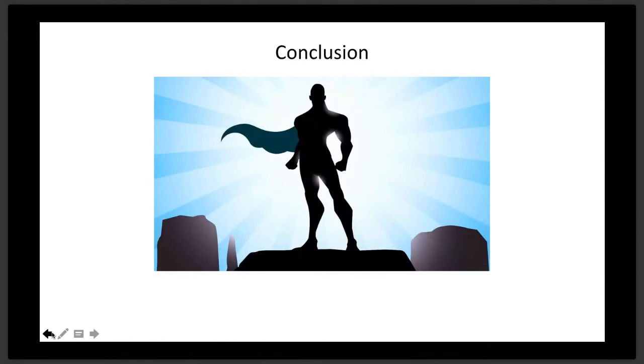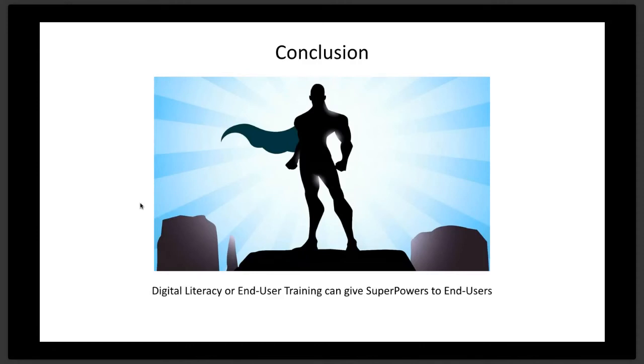So as a conclusion, maybe we can say, if you click forward. Absolutely. You tell me when to click, Jussi, and I'll click. We can basically say in conclusion that digital literacy or end user training can give superpowers to end users. Absolutely. As we could see from the ROI metrics, if you click again, please. I will.